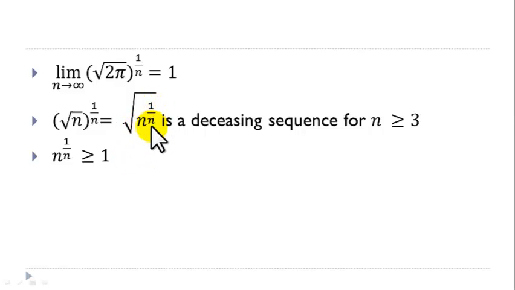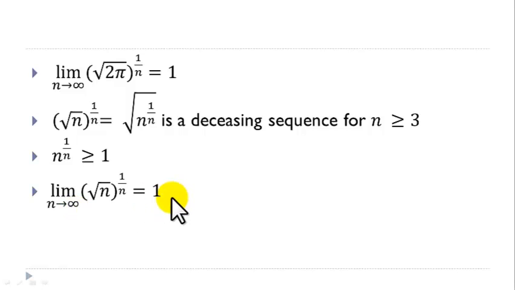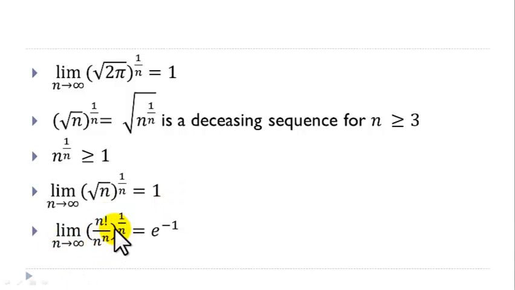Since n to power 1 over n is a decreasing sequence and it is bounded below by 1, it follows that the limit of (root n) raised to power 1 over n as n tends to infinity is equal to 1. This will then give us our limit: the limit of (n factorial over n to power n) raised to power 1 over n as n tends to infinity is equal to e to power minus 1.